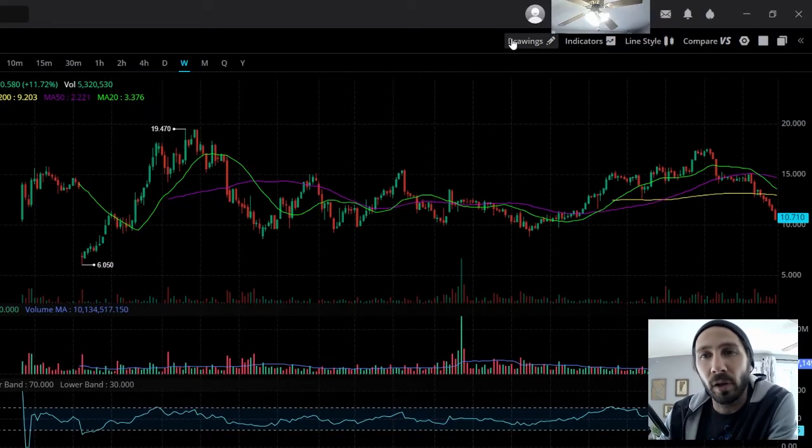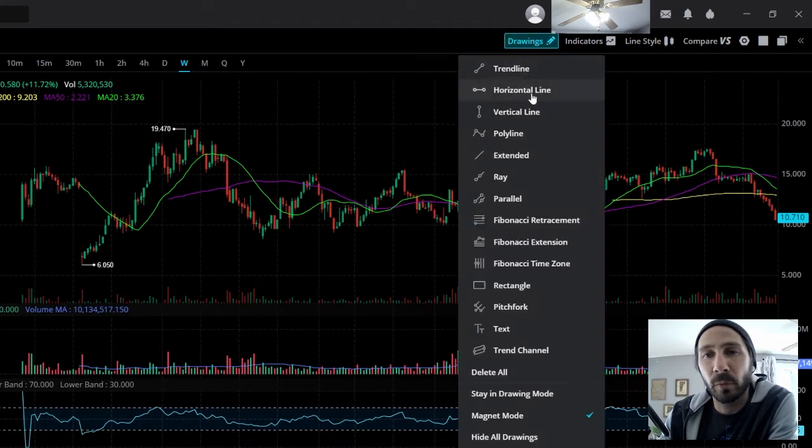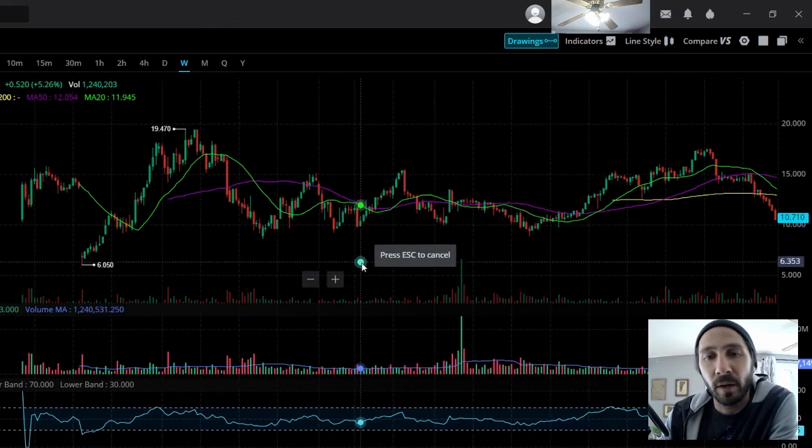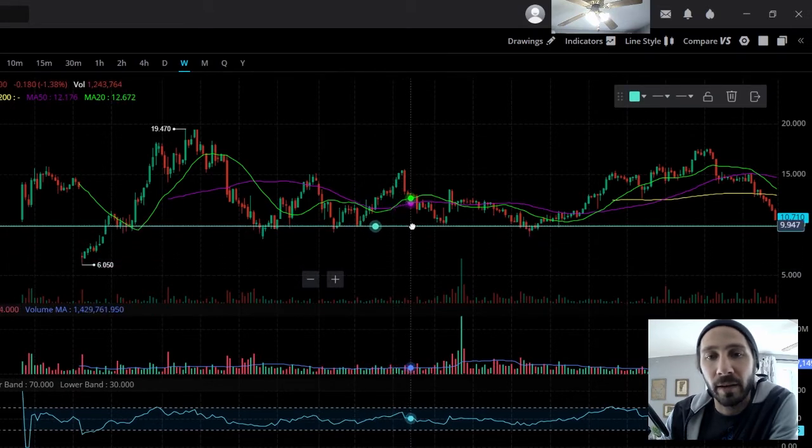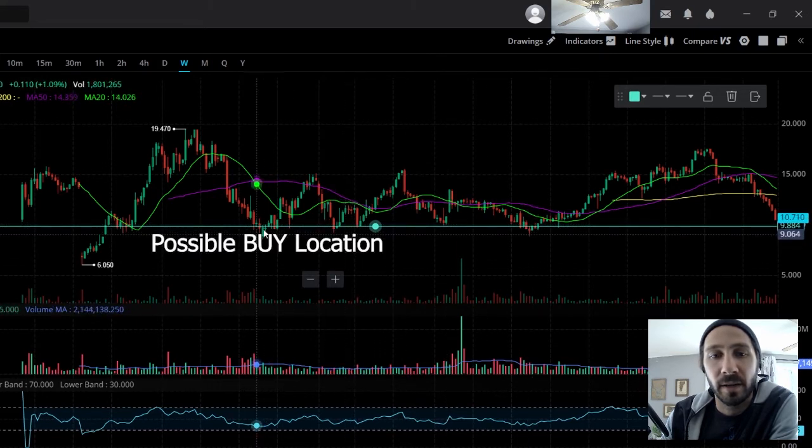So to draw our support line, we're going to go up to our drawing tools. We're going to click horizontal line. We're going to click down here below all the price action. It's going to drop a line in. What we'll do next is slide that up until we get touches. So you'll notice we're touching here, here, here, here, and here.